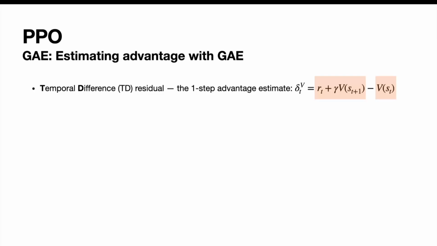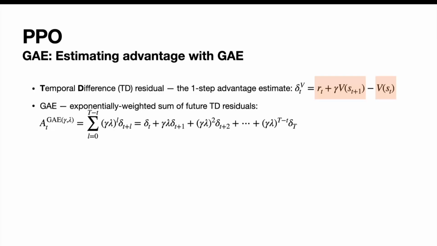Intuitively, this tells us whether the outcome was better or worse than what the value model expected. If delta t is positive, the result was better than expected. If it is negative, the result was worse than expected. GAE combines these TD residuals across multiple future steps. It takes an exponentially weighted sum of future TD residuals.